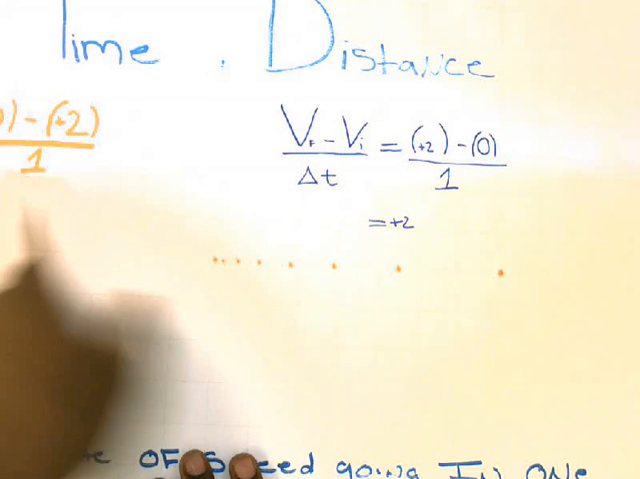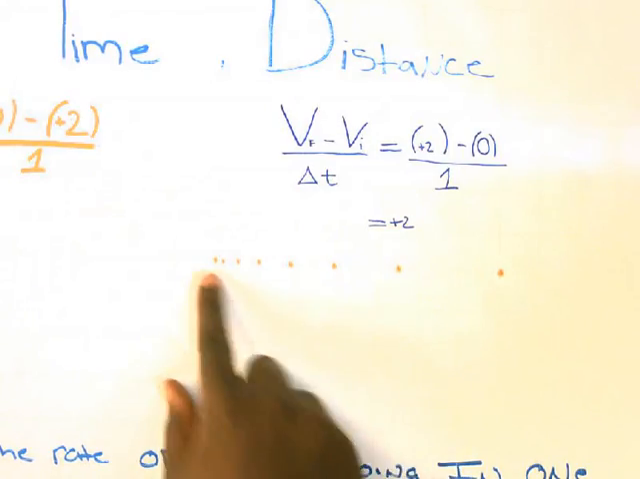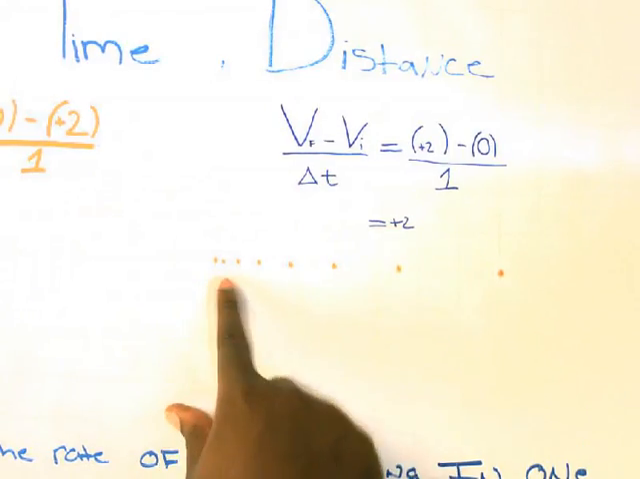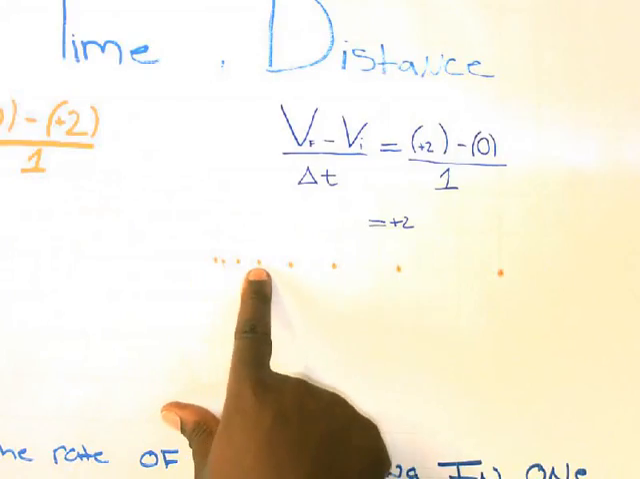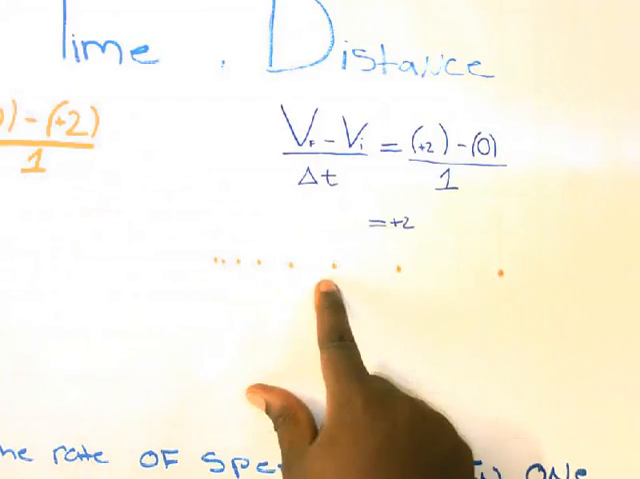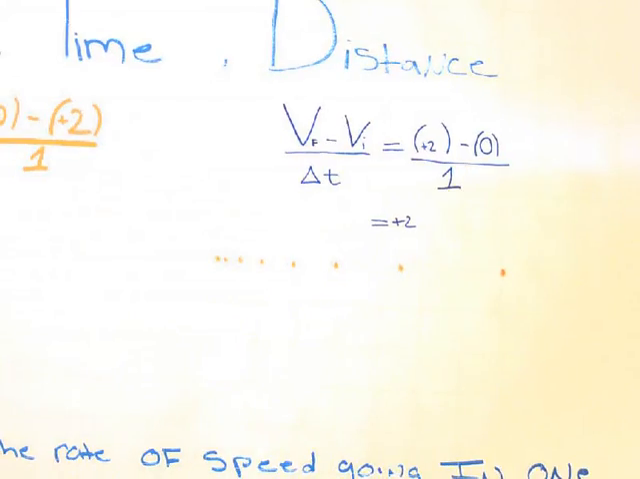This is the car speeding up. And as you can see these dots, you can see that the car is speeding up because the dots get further and further apart, so the car is going faster. And so right now I'm going to explain to you velocity. Okay, velocity is the rate of speed going in one direction.